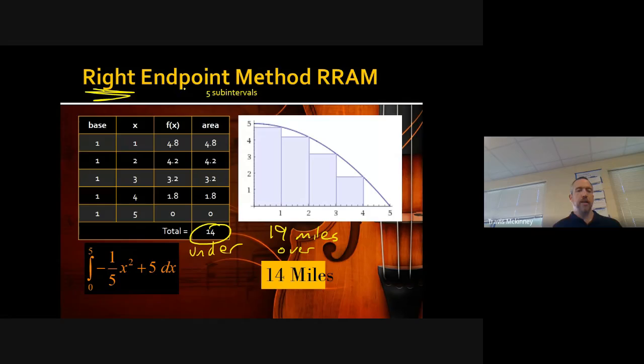Questions on the right endpoint method? And again, the table was filled out for you. So all you guys had to do was understand why we used 1, 2, 3, 4, 5 instead of 0, 1, 2, 3, 4.